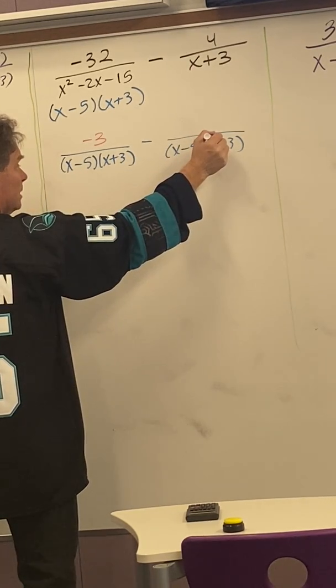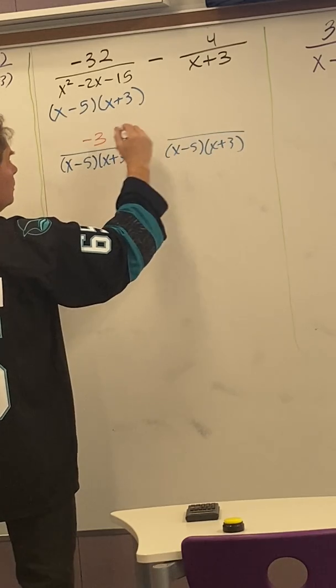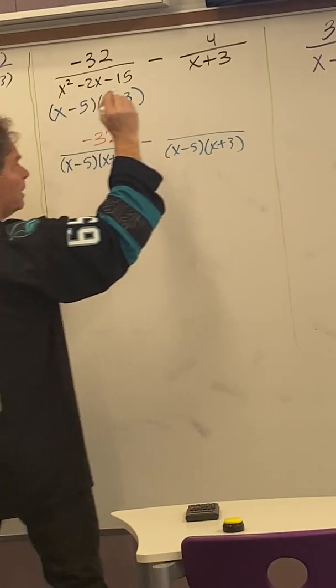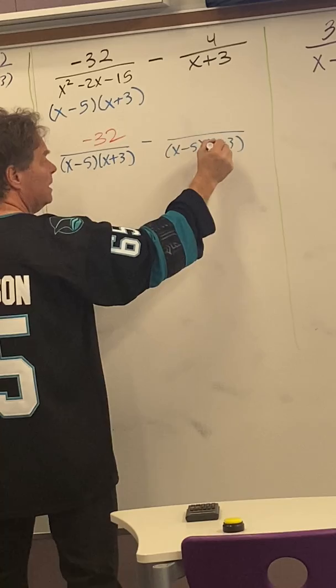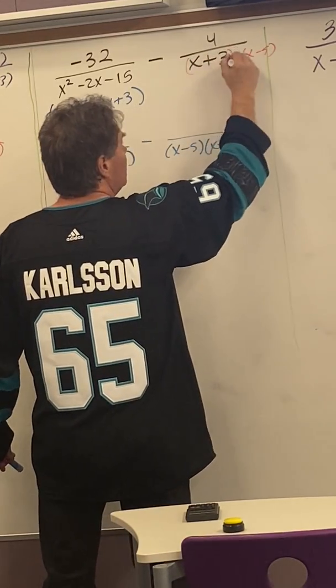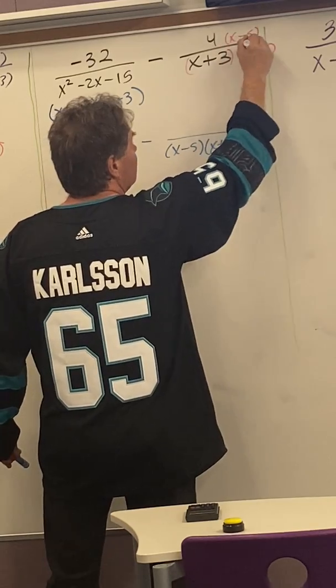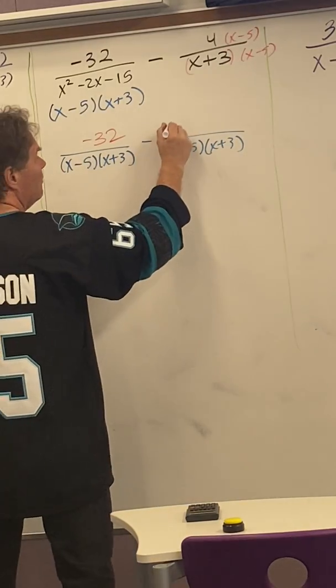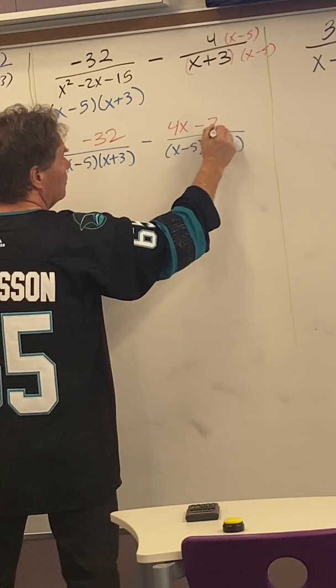You wrote negative, it's negative 32. Oh, okay, thank you. Yeah. Negative 32, okay. Now to turn this into this, I had to times by x minus 5. So I times this guy by x minus 5, and I get 4x minus 20.